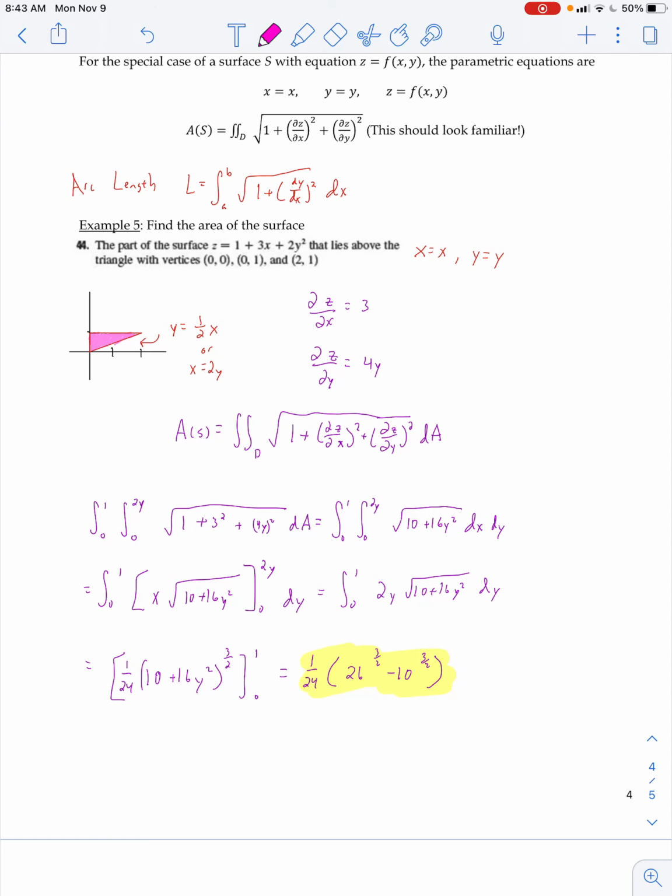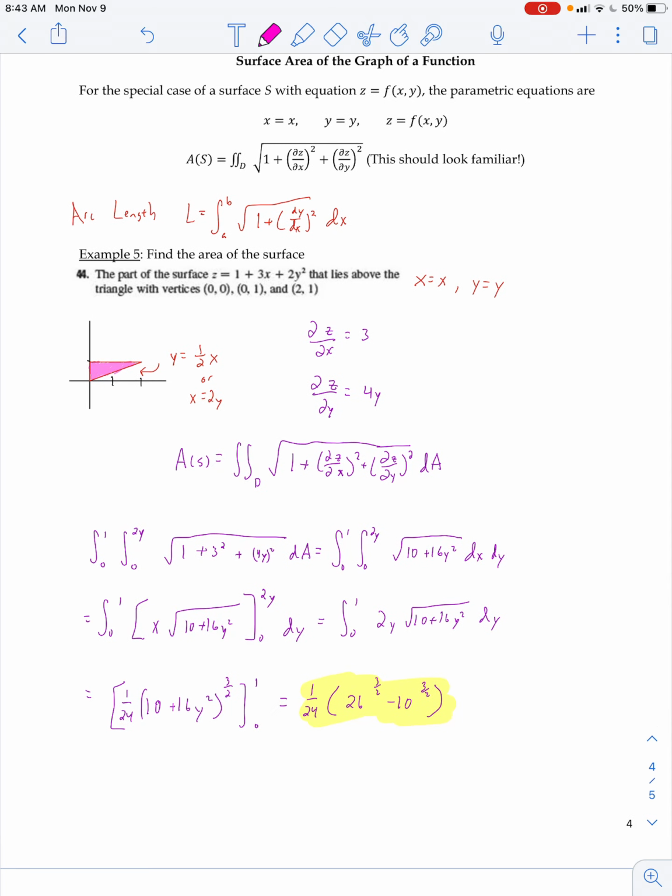In order to plug it in, I'm going to do the partials first. So I take the partial of z with respect to x. z, again, is that equation. The derivative of that with respect to x is just 3. The derivative of 2y squared with respect to y is just 4y.